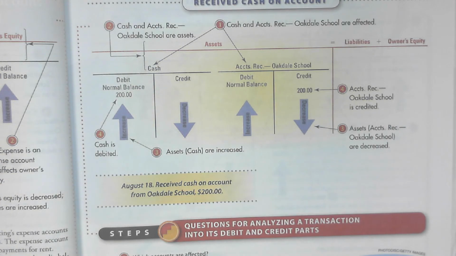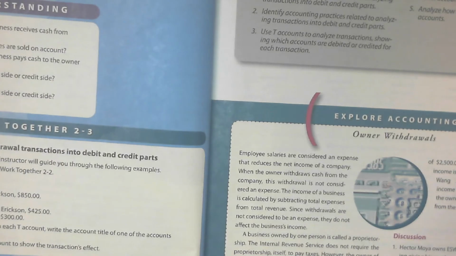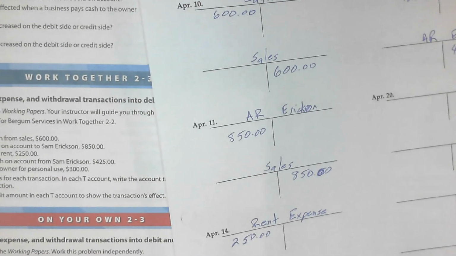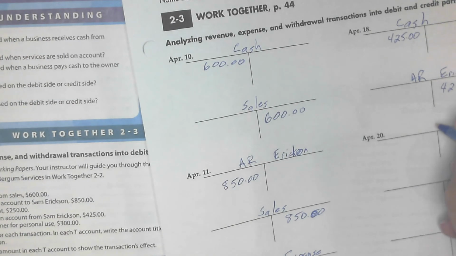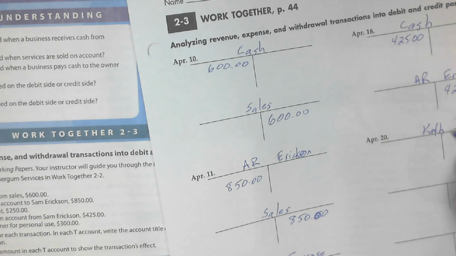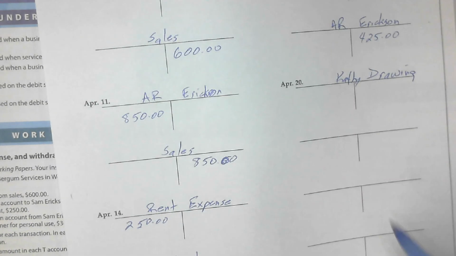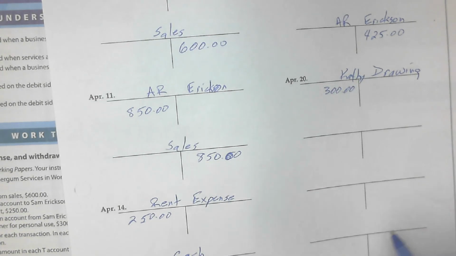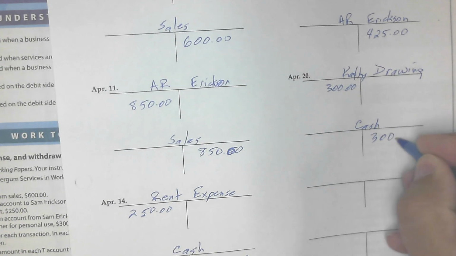And the last one, we're about running out of time here. I'll go ahead and fill that one in real quick. Paid cash to owner for personal use. So we've got Kathy's drawing account. Whenever the owner takes out money, it's a drawing account. $300, sorry. So that goes on the left because that went up because money went into her pocket, and then cash goes down on the right.